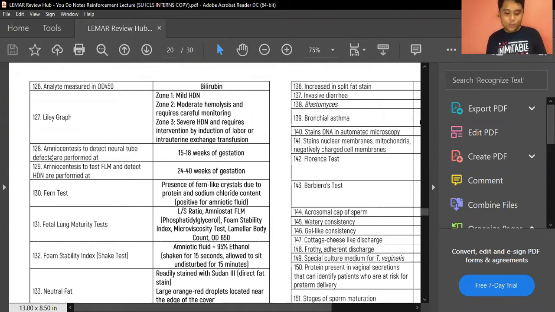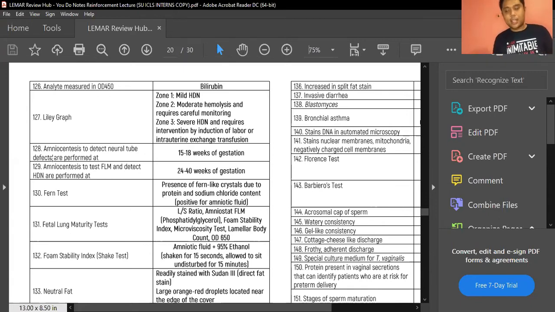Lively graph: zone 1, zone 2, and zone 3. Zone 1 is mild HDN. Zone 2 is moderate hemolysis and requires careful monitoring. And zone 3, of course, is the most severe. It needs intervention, either induction of labor or exchange transfusion. Alright? So that's for the Lively graph.